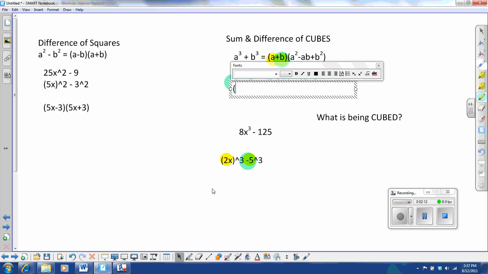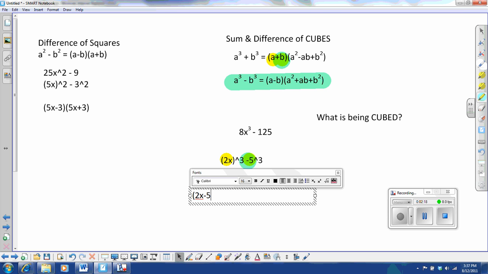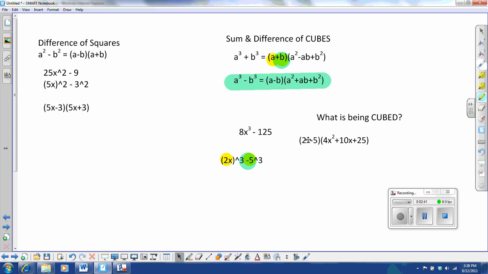So we've got A minus B, so that's 2x minus 5 times the quantity, okay, A squared. 2x squared is 4x squared, 2 times 2, plus 2x times 5 is 10x, plus 5 squared, which is 25. So 8x cubed minus 125 factors as the quantity 2x minus 5 times the quantity 4x squared plus 10x plus 25.